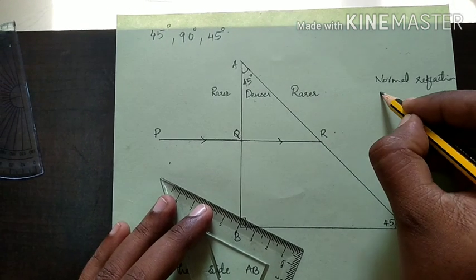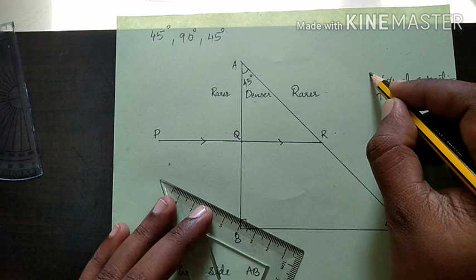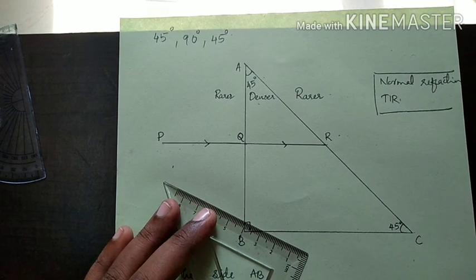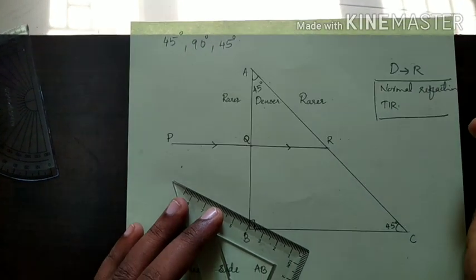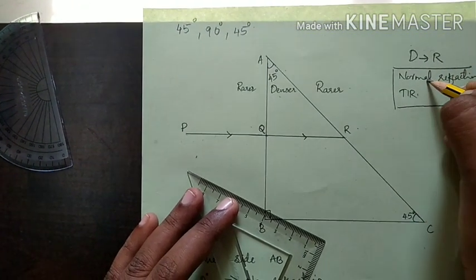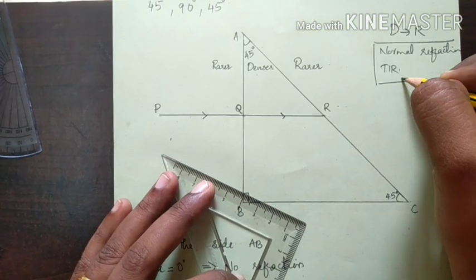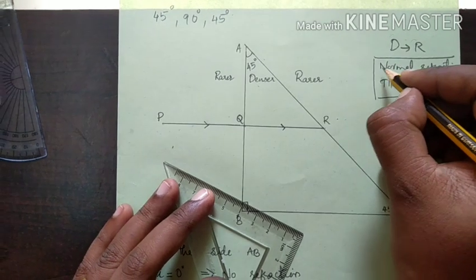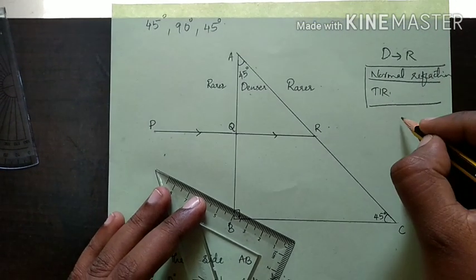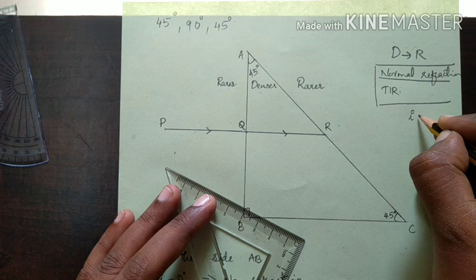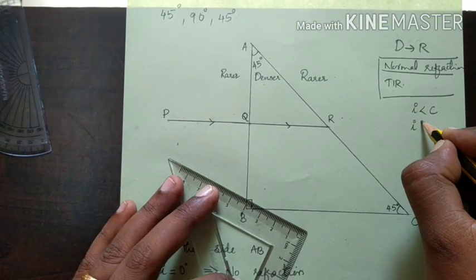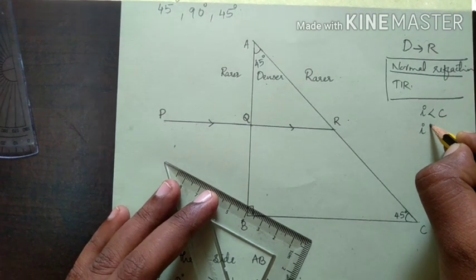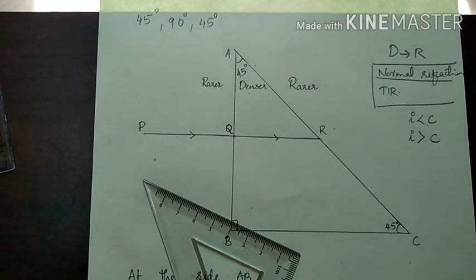Normal refraction and total internal reflection, two chances are there. So when the light ray passes from denser to rarer, you should check whether it will be normal refraction or total internal reflection. So what is the condition for normal refraction? Angle of incidence should be less than the critical angle, and for total internal reflection, angle of incidence should be greater than the critical angle.